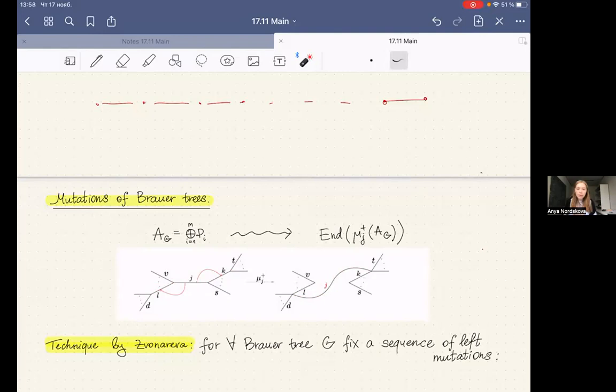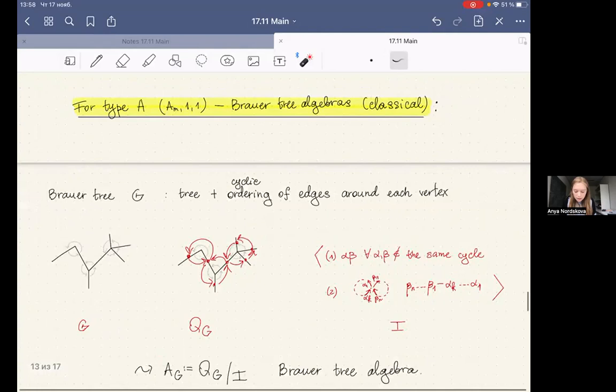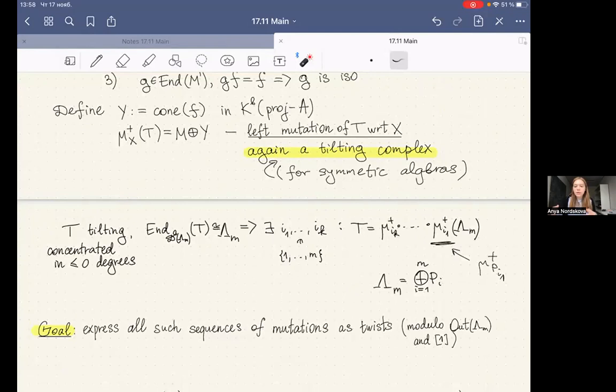I don't have the time to explain how it helps, but I would just say that in type A, it really helps to control the mutations and reduce the consideration of potentially all sequences of mutations, which is not something that you can consider, to sequences of a particular form. And this is what Alexander has in type A.